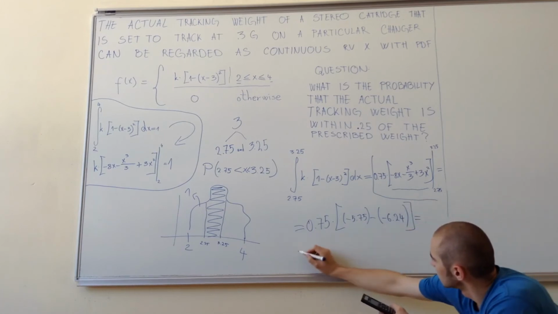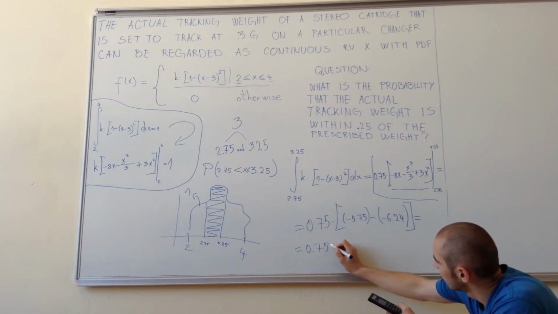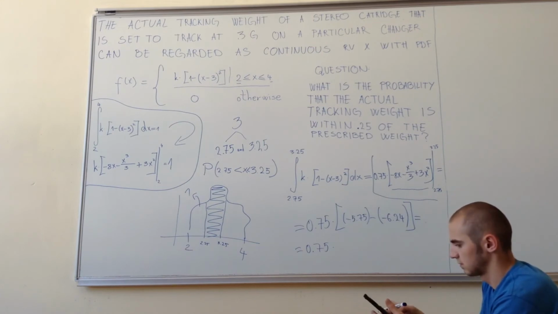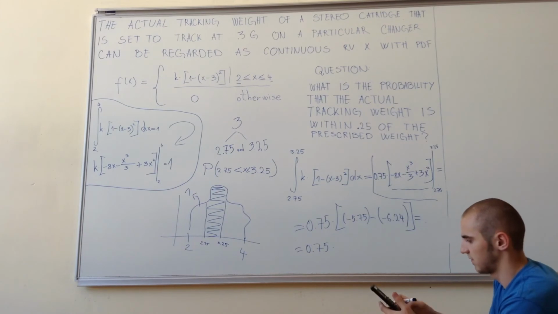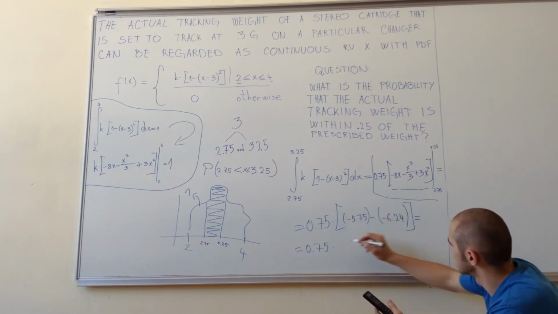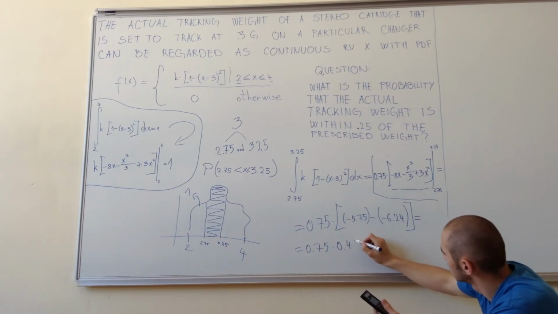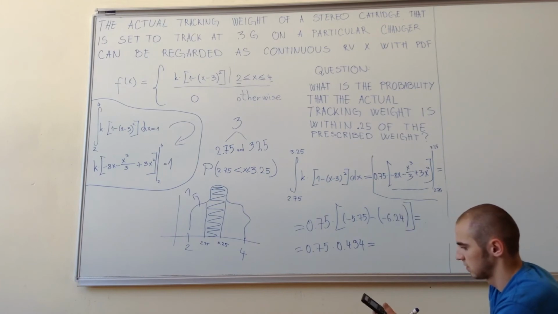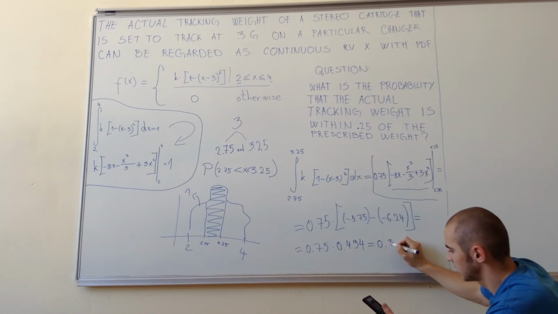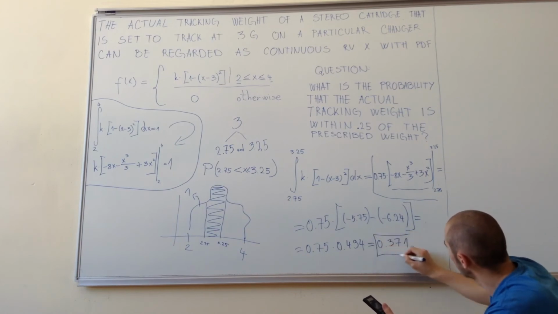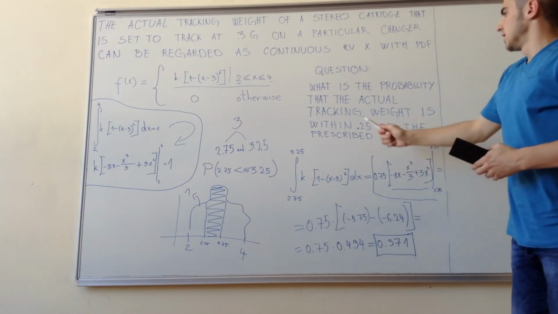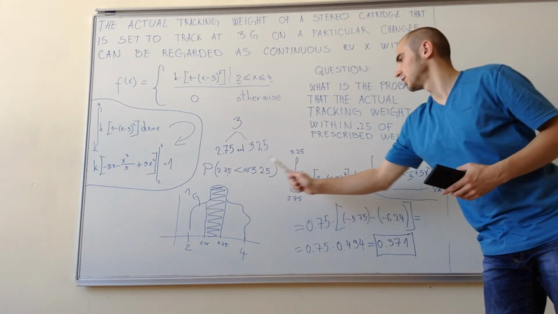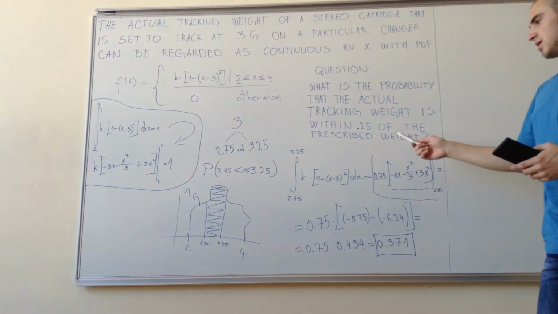And now this will be equal to 0.75 times minus 5.75 minus minus 6.24. So this part here is 0.494, and this will be equal to 0.371, which is the actual probability that the actual tracking weight will be between 2.75 and 3.25. This is the answer for our question.